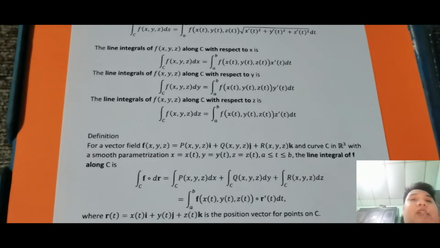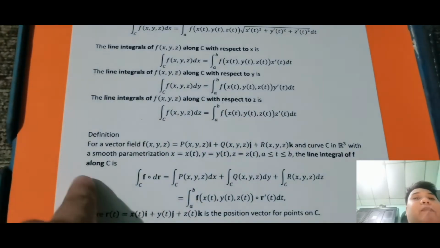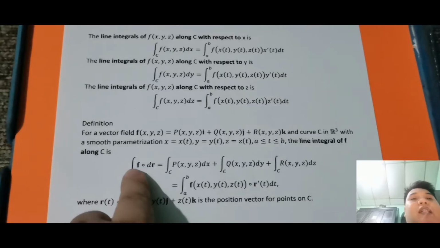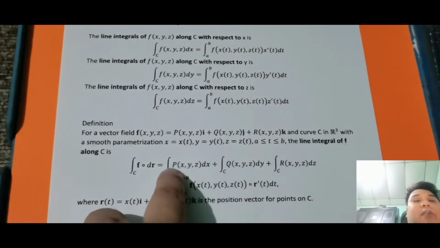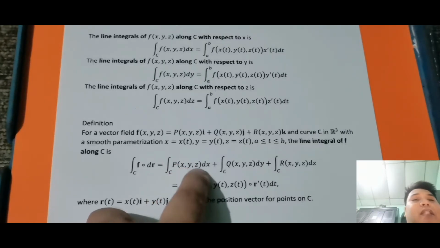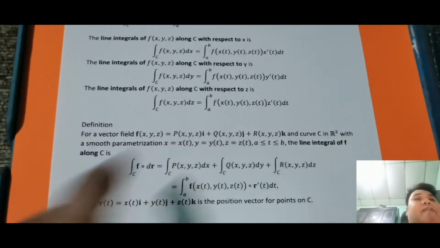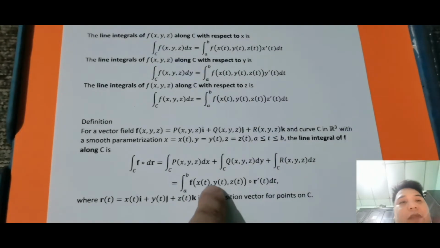And a curve C in R3 with a smooth parameterization, similar parameterization pa rin given, then the line integral of F along C is same pa rin formula, that is the integral of F dot dr. So, P of x, y, z dx, Q of x, y, z dy, and R of x, y, z dz. In other way or other formula, pwedeng ito na lang gawin natin.